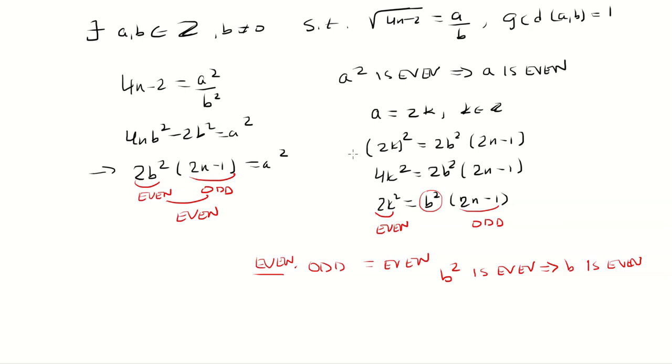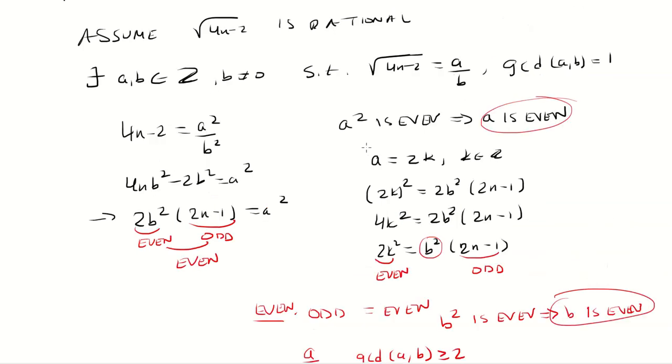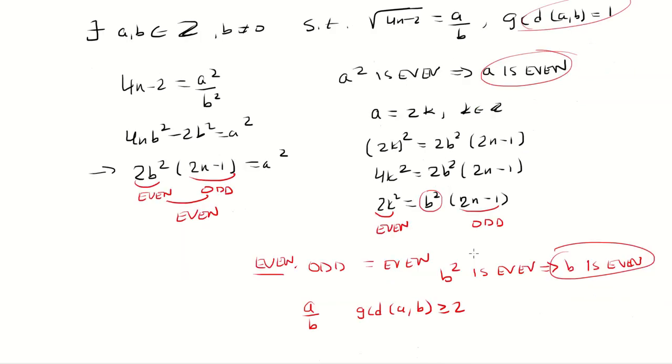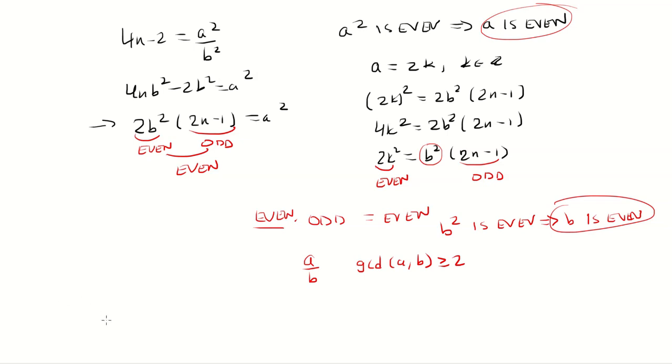So what we've shown is that a is even, b is even. So when we look at a over b, this is no longer in simplified form. We know that the GCD of a and b is at least 2 because they're both even. And that contradicts the assumption that it was in simplest form. So there's our contradiction, and we conclude that the square root of 4n minus 2 has to be irrational.